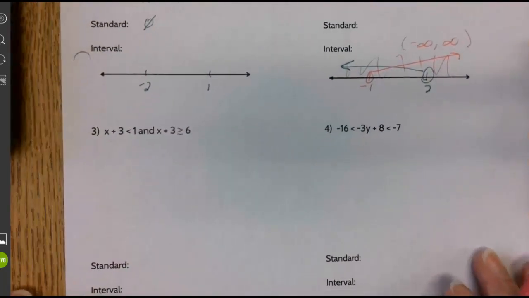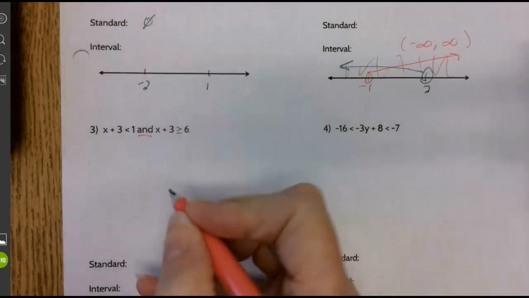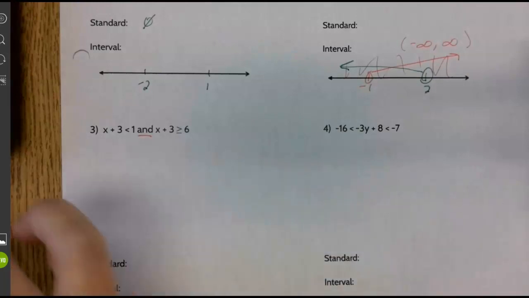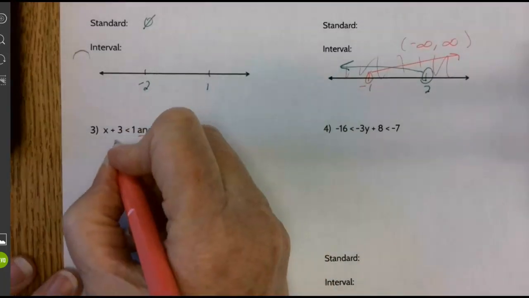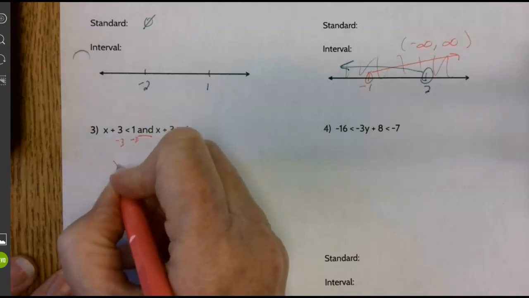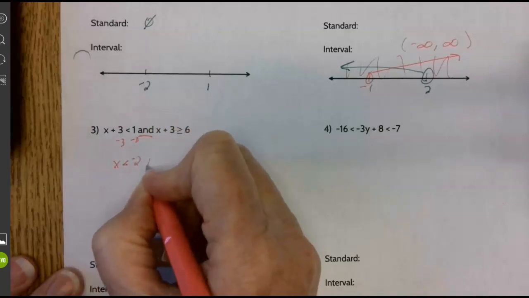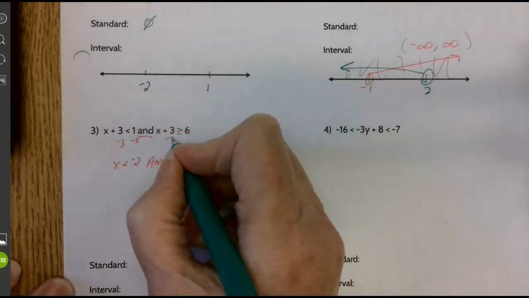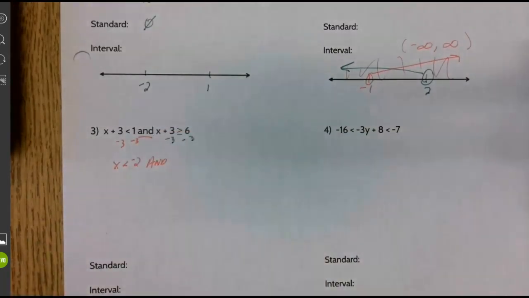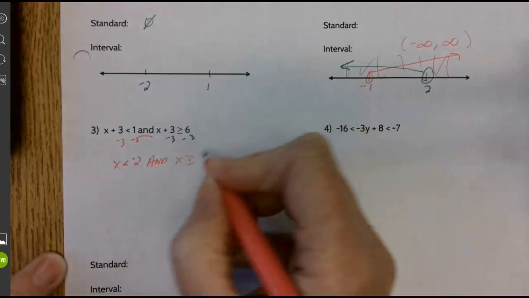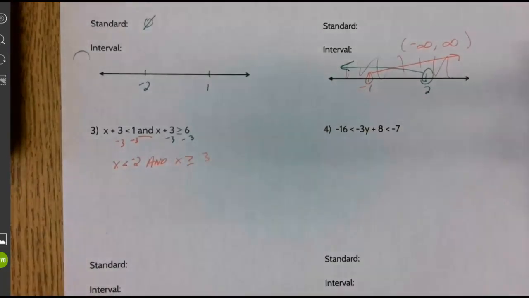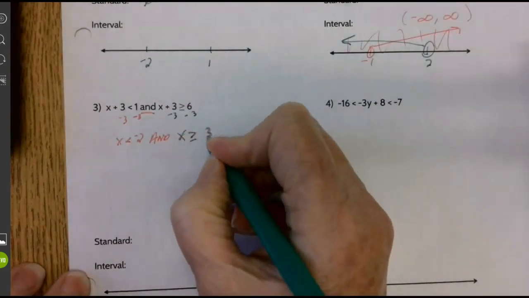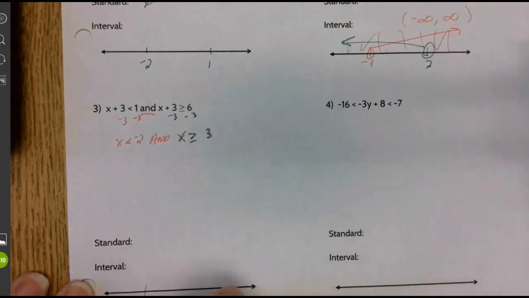Good. Let's see what happens on number 3. Now here they gave us 2 separate ones, so we're just going to go ahead and write it that way. I'll show you the other way at the end. Okay, so subtract 3 from both sides. We get x is less than negative 2. And subtract 3 from both sides. And we get x is greater than or equal to 3. So let's graph that so that you can see what the difference is. X is less than negative 2.